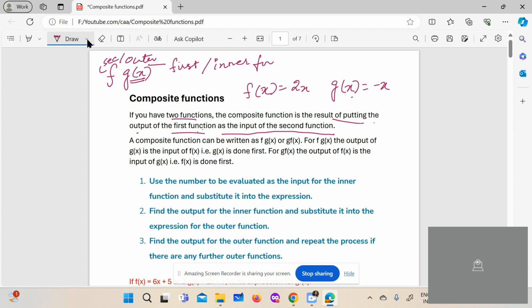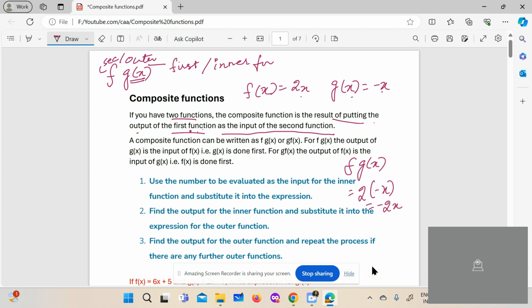Okay, let's see how we do it. Suppose I have to find f of g of x. Now f of x is 2x, so I'm writing 2, and then, as it is said that the composite function is the result of putting the output of the first function, what is the output of g of x? It is minus x. Then minus x will go as the input of the second function, meaning in place of x, I'm going to write minus x. So I get f of g of x equals minus 2x.